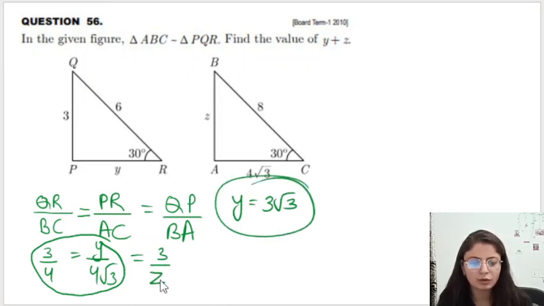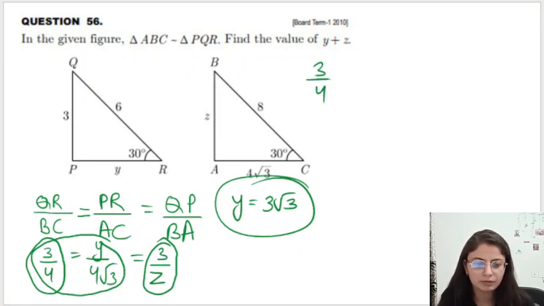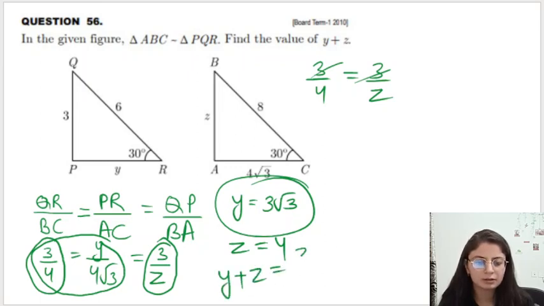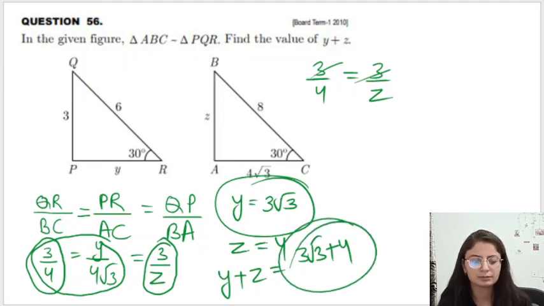नाउ लेट्स फाइंड द वैल्यू ऑफ z. z के लिए हम ये फर्स्ट ratio and this third ratio we will use. So we will say that 3/4 equals to 3/z. ठीक है. सो यहाँ से 3 कैंसल्स आउट. सो z इक्वल्स टू 4. सो z की वैल्यू कितनी आ गई? 4. सो व्हाट इज y प्लस z? y प्लस z इज 3/√3 प्लस 4. सो दिस इज द करेक्ट आंसर. ओके.